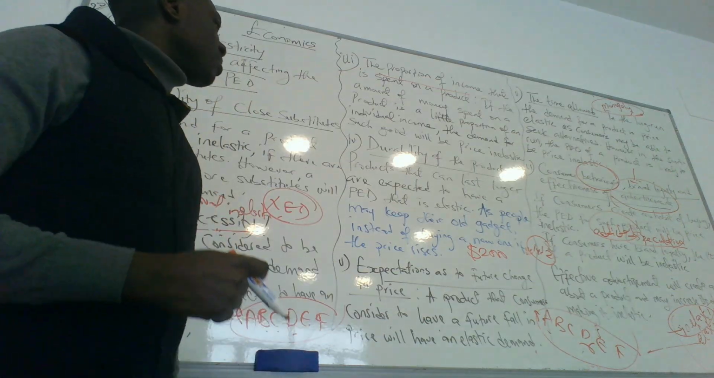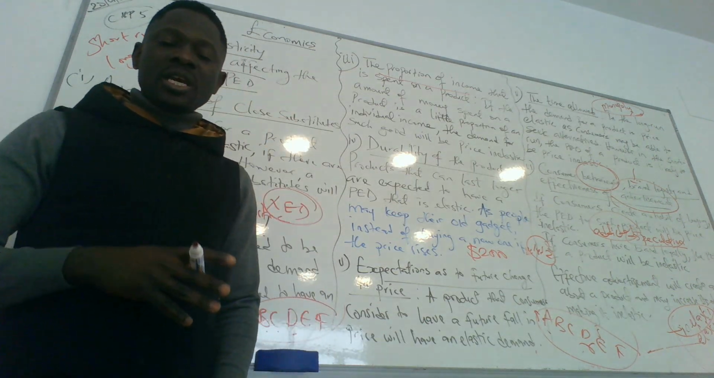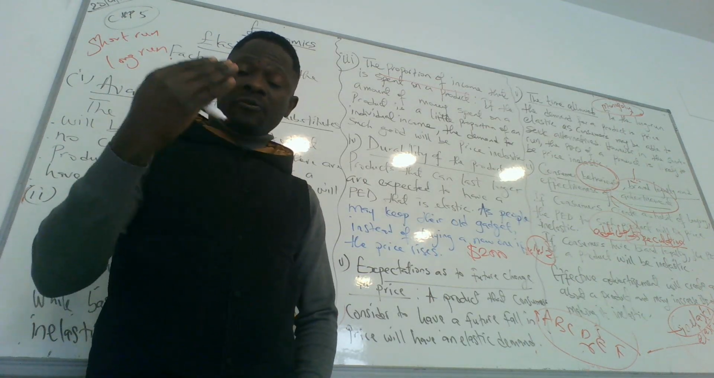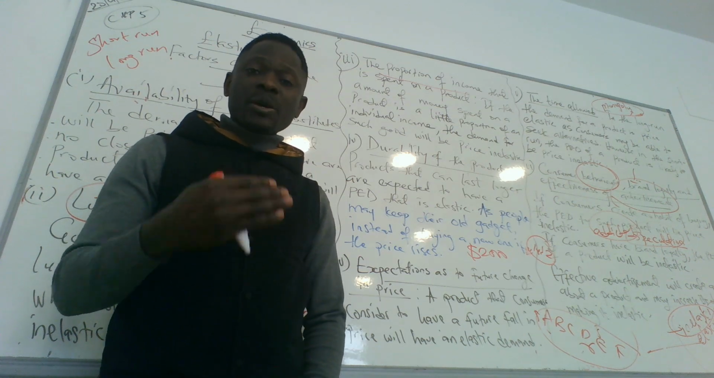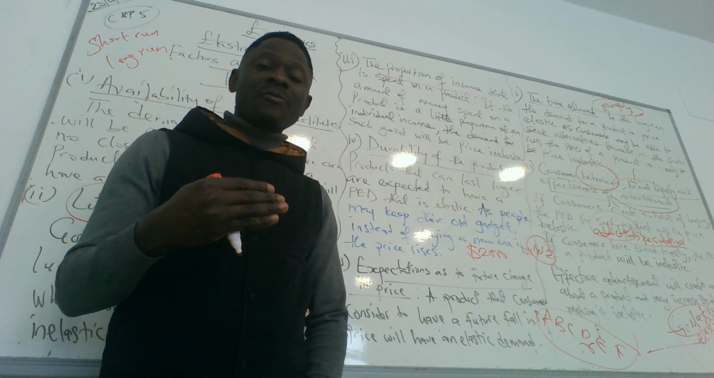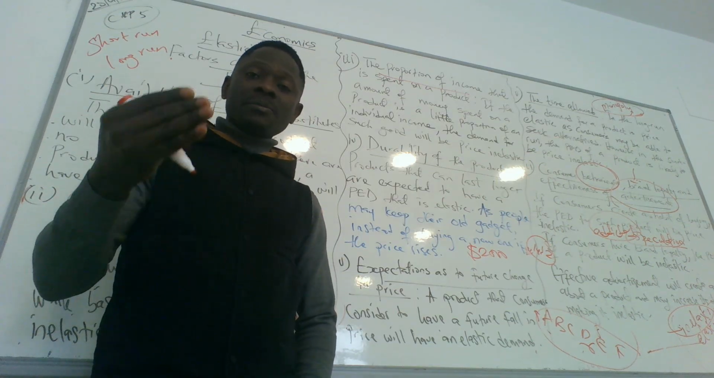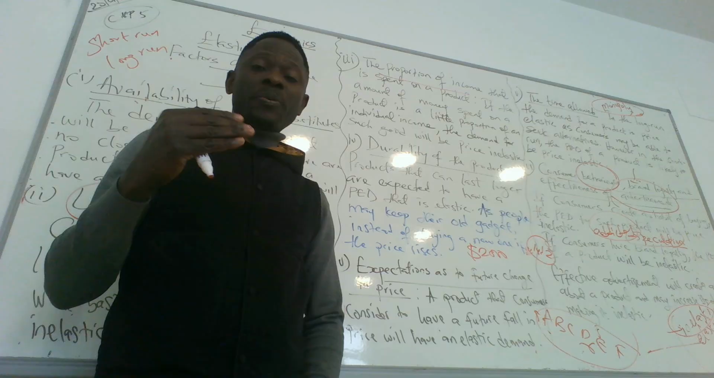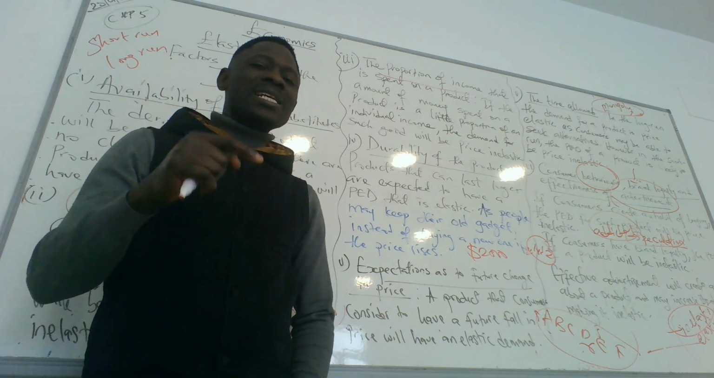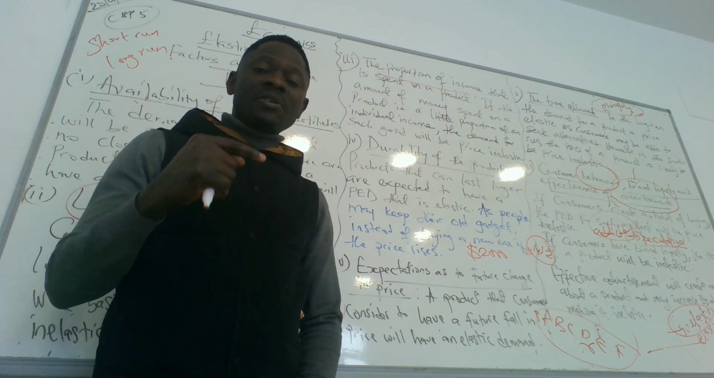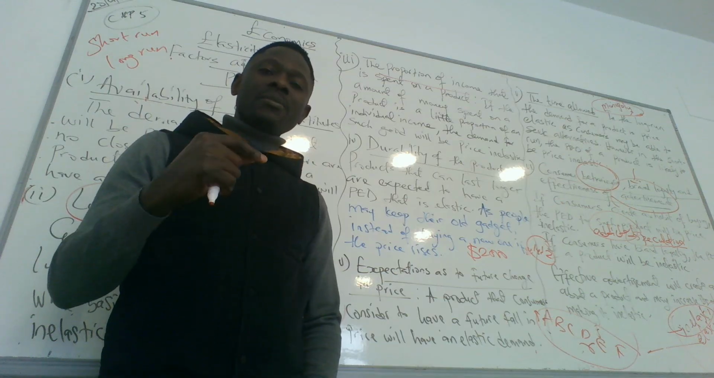The next one is expectations as to future change in price. This is based on speculation. If it is speculated that the price of the product will rise in the future, the demand presently will be what? Price inelastic. But if it is speculated that the price of the product will fall in the future, the demand presently will be what? Price elastic. So if a product is expected to rise in price in the future, the demand for it will be price inelastic in the current situation. And if the price of the product is expected to fall in the future, the demand will be price elastic presently.